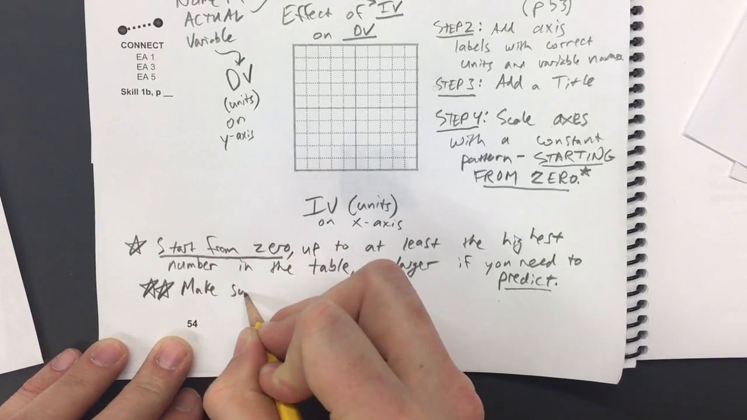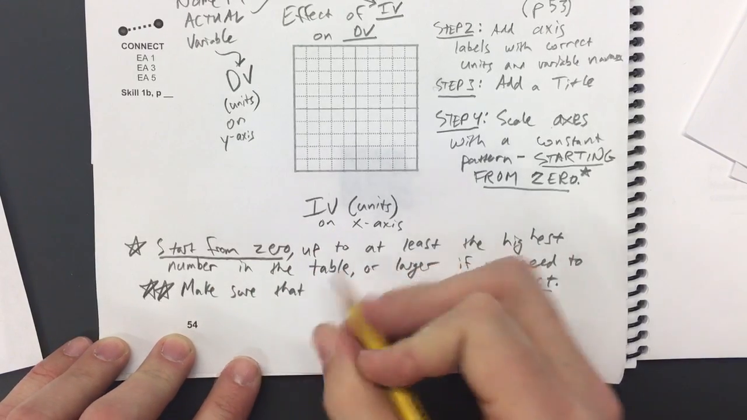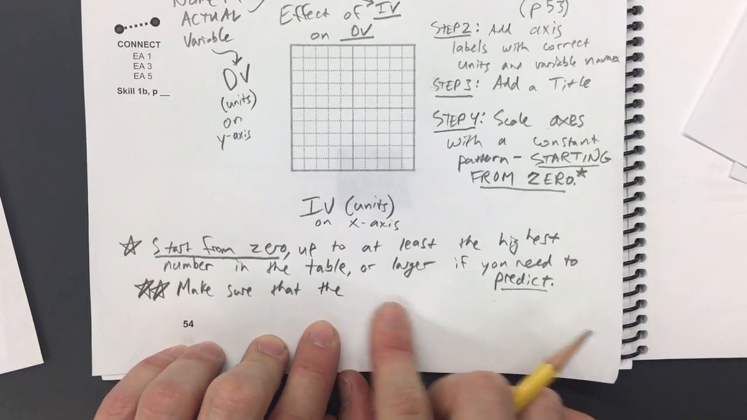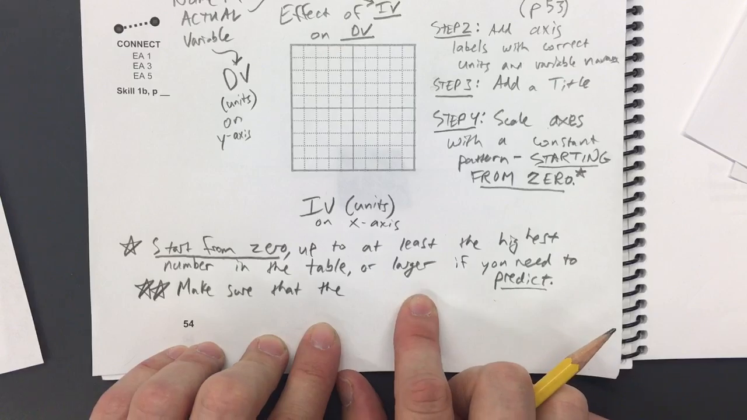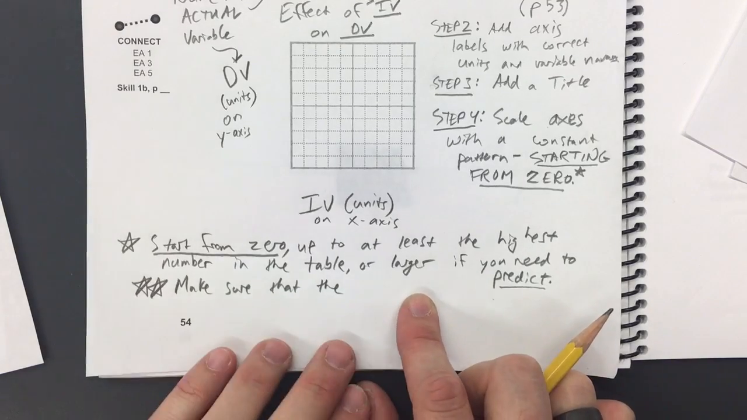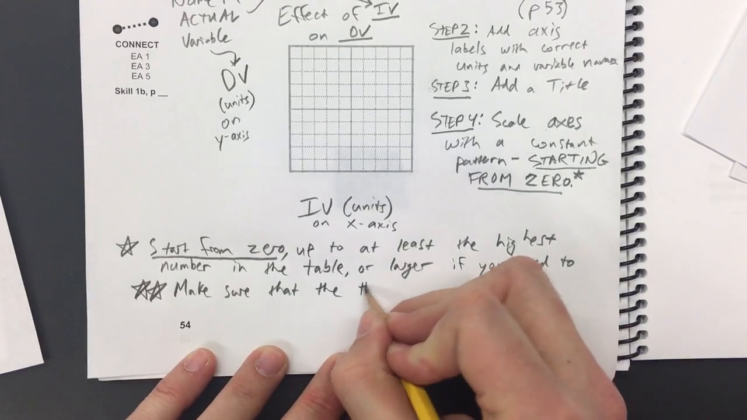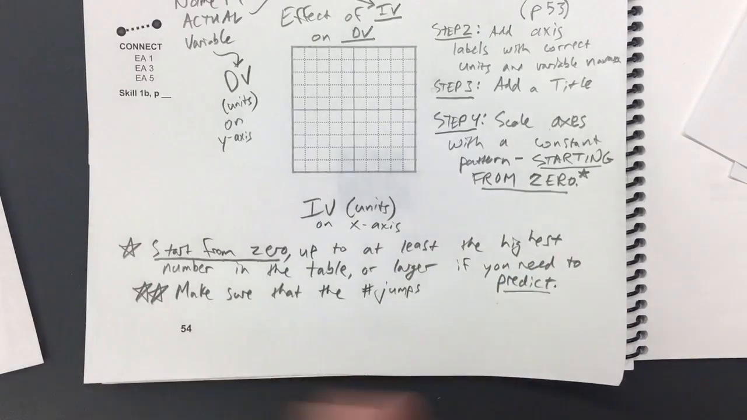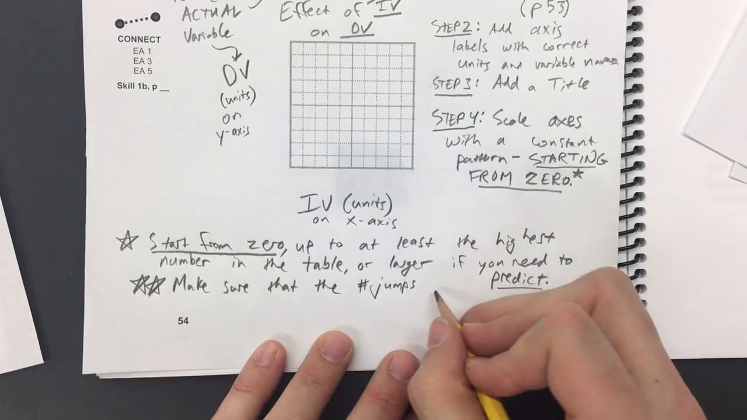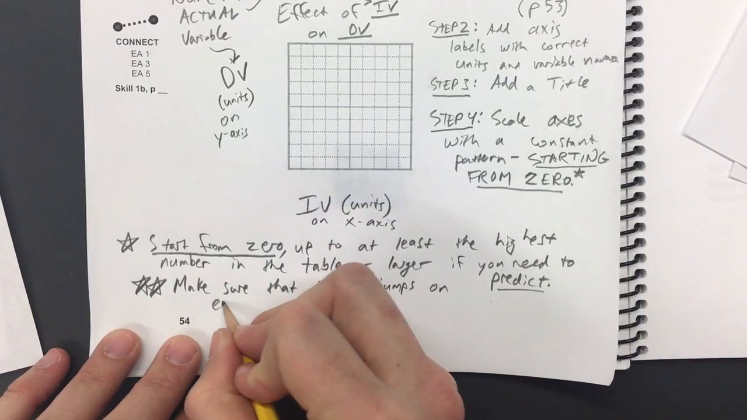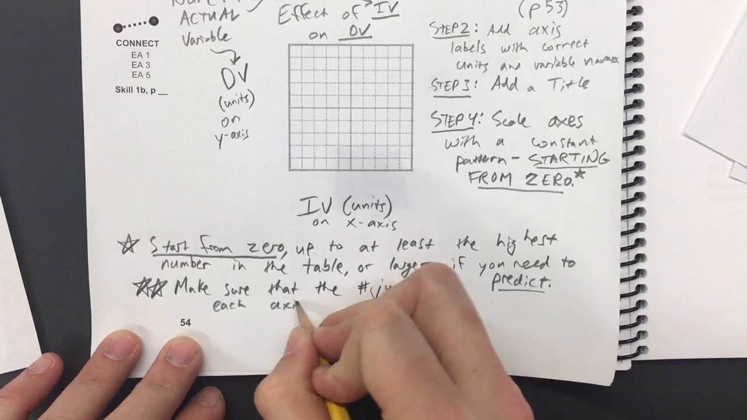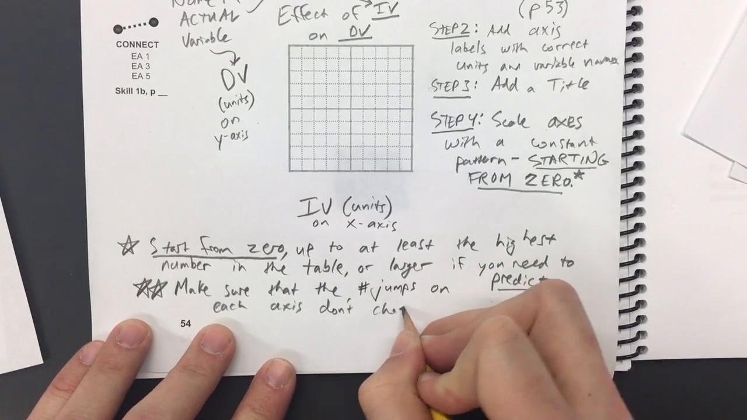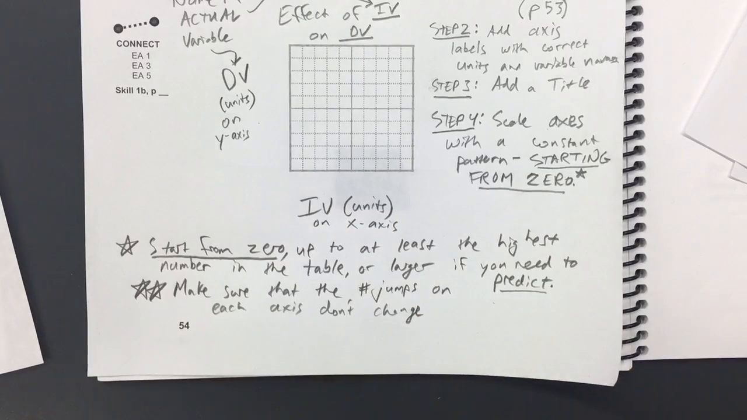Make sure that you can write the word intervals here if you know what the word intervals mean. If you're not familiar with the word intervals, you can write this. Make sure that the number jumps, that is like where the numbers jump to from one number to the other on each axis, don't change.